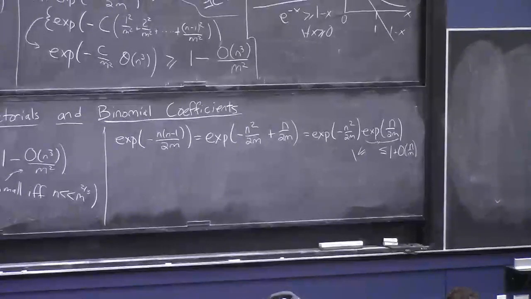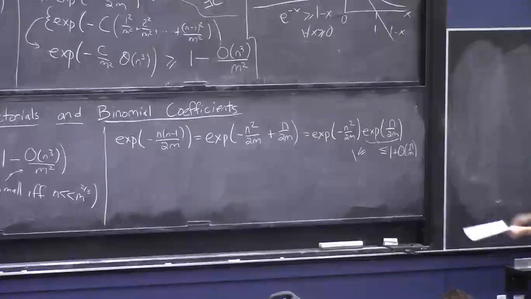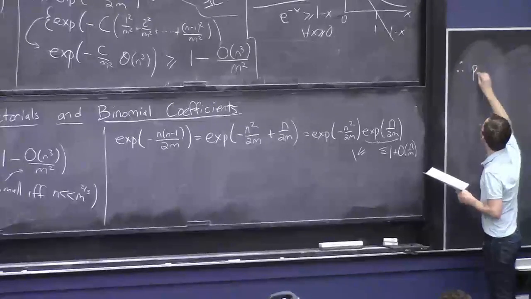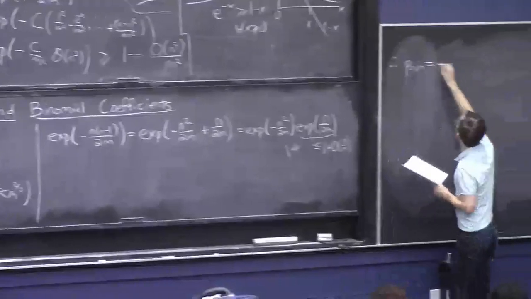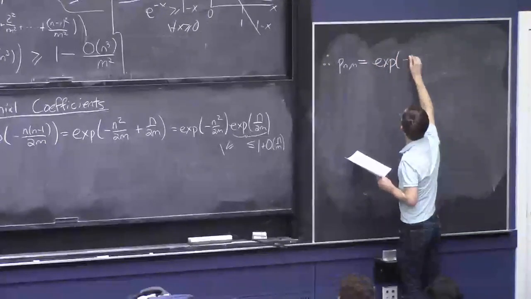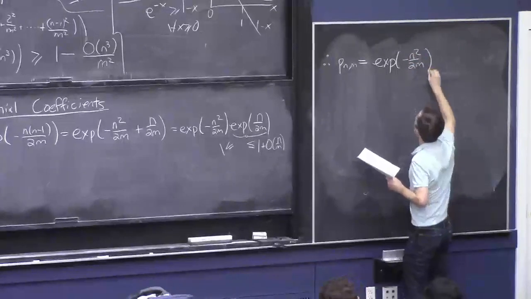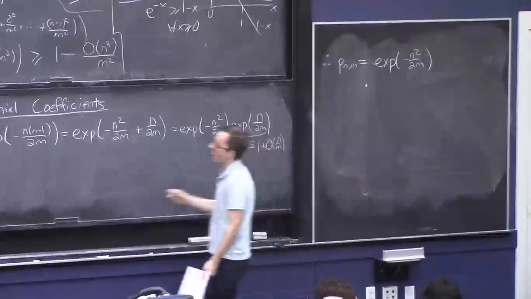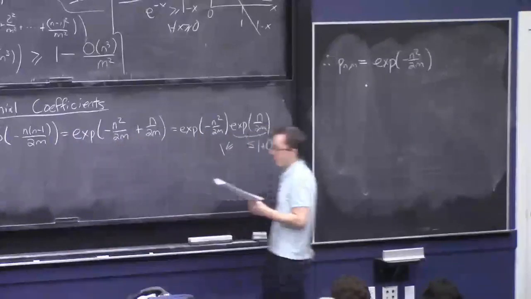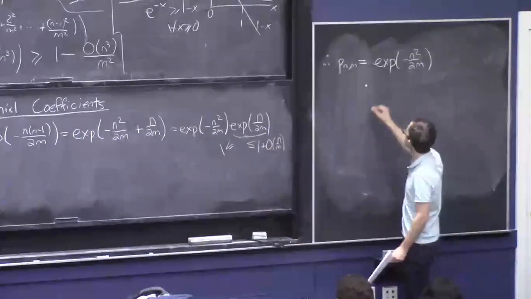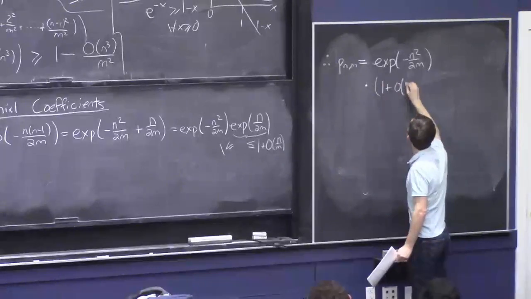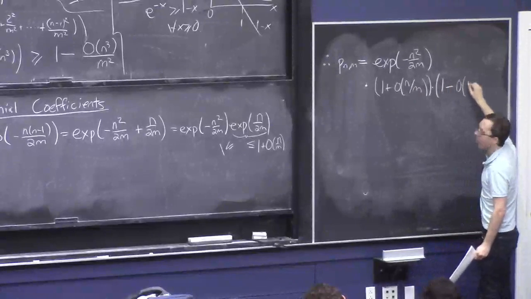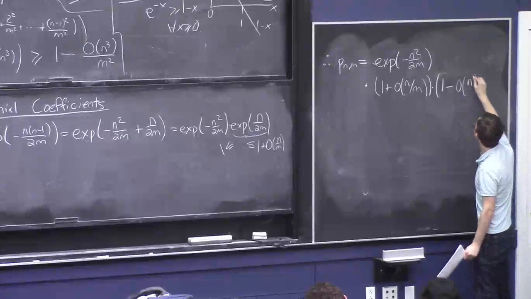Good. So therefore, if we really want, let me conclude it here. We can put these things together and say that p n m equals this enjoyable term, e to the minus n squared over 2m, times two factors that are close to 1. This kind of slop and this slop. So I'll put in this slop first: 1 plus order n over m, and 1 minus order n cubed over m squared.